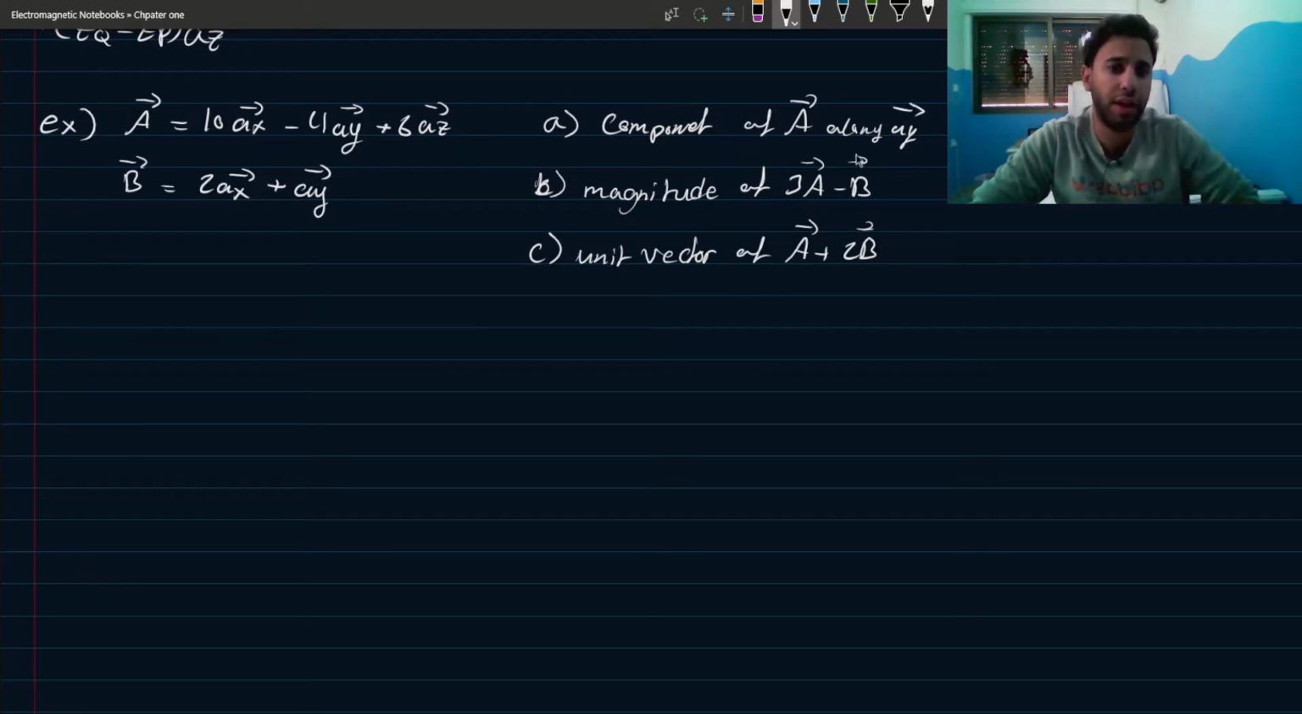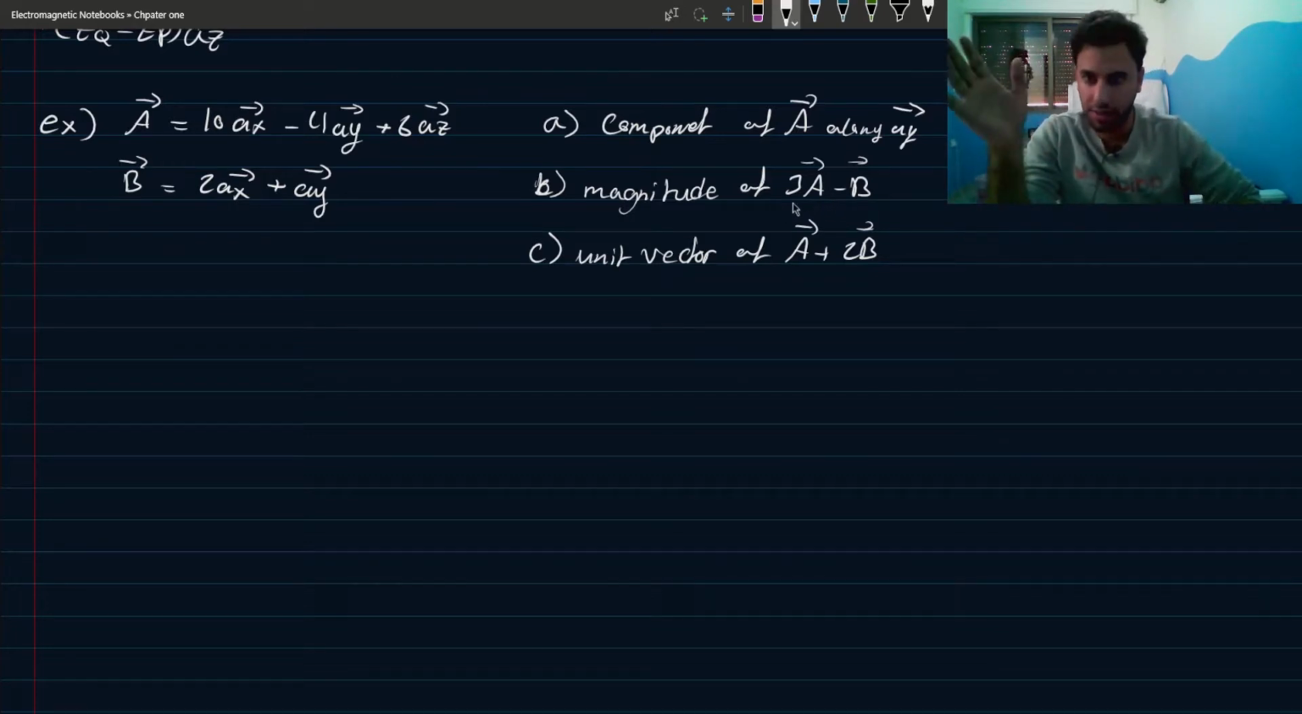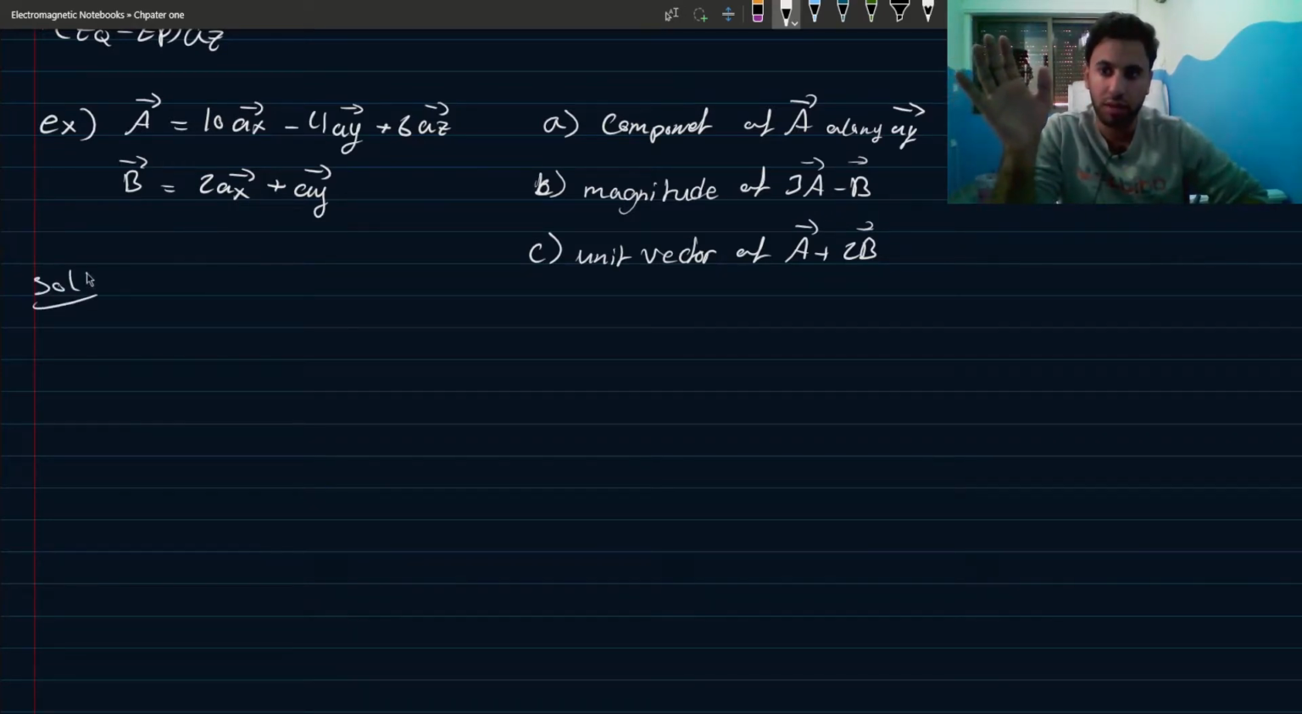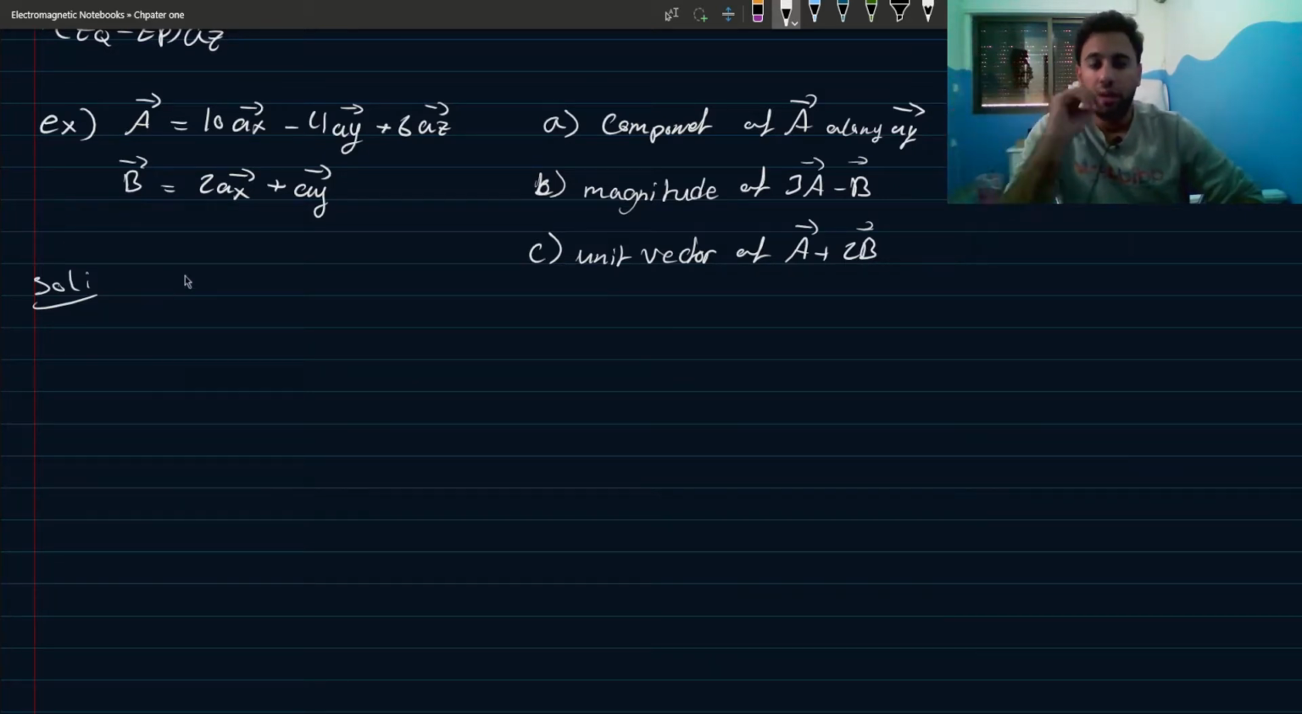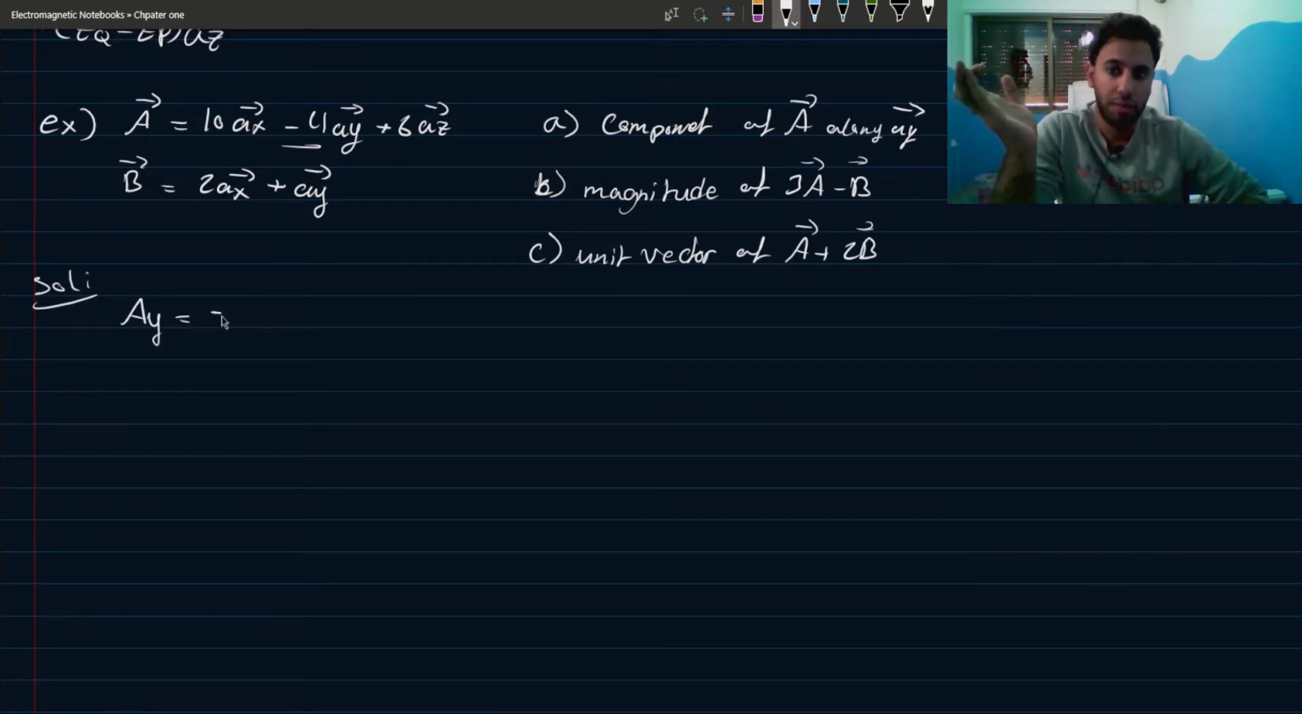So the component of A along AY is a very easy answer. But before all of this, try to solve it by yourself and then come back and look at the answers. It will help you a lot. It will tell you what you are good at and what you're bad at, and what you understand and what you don't understand. So the component of A along AY is this. So AY is equal to minus 4. It is not 4, it is minus 4. Don't forget the minus sign.